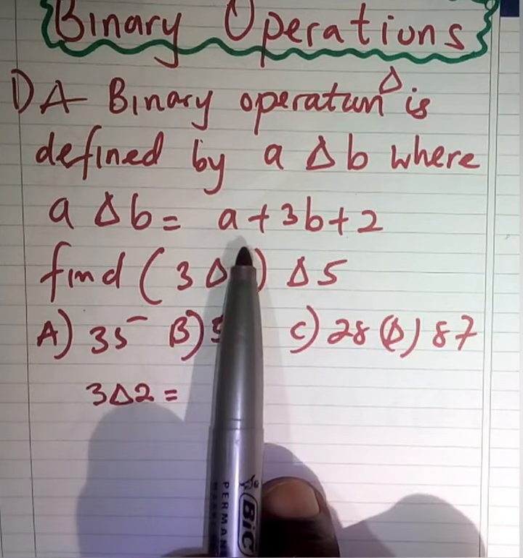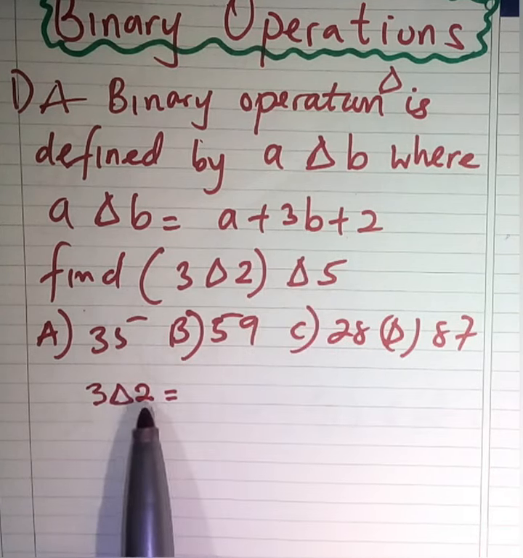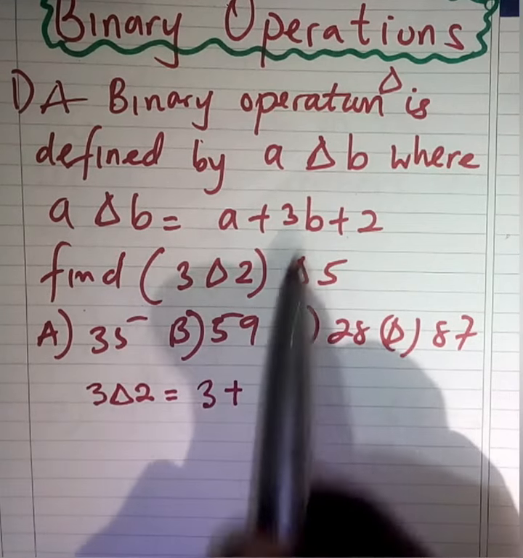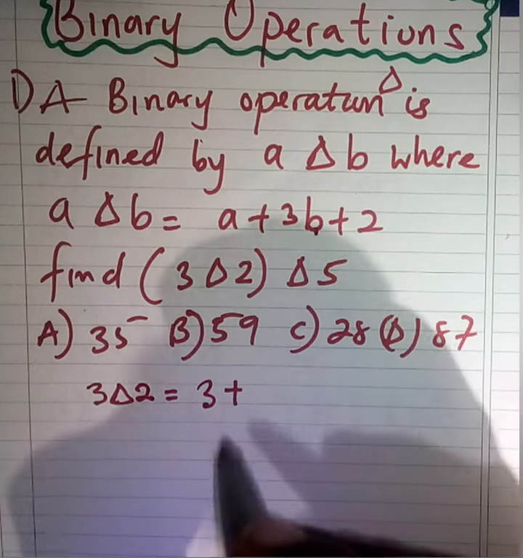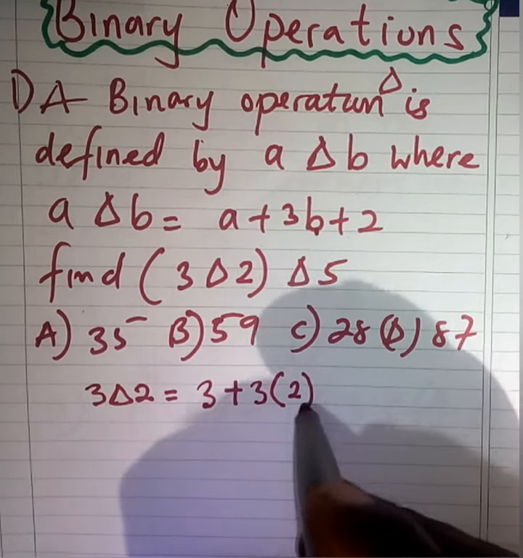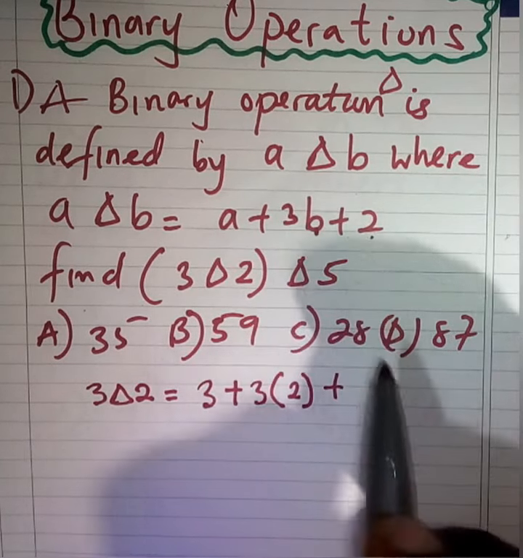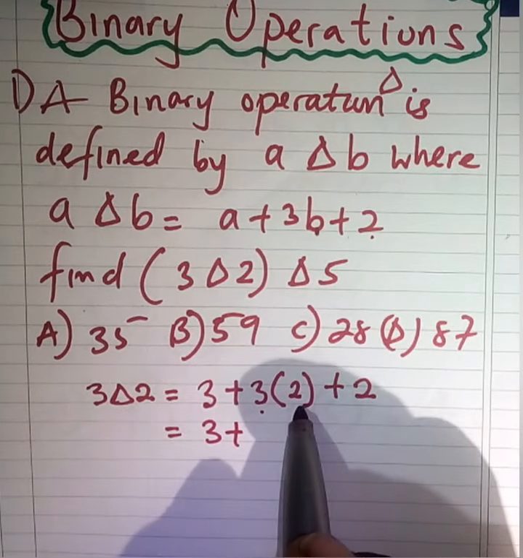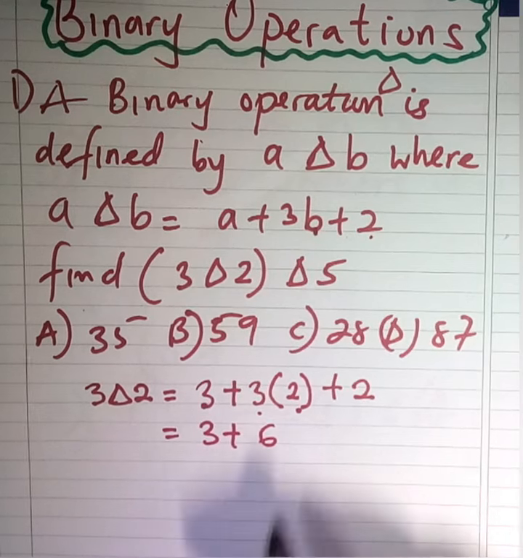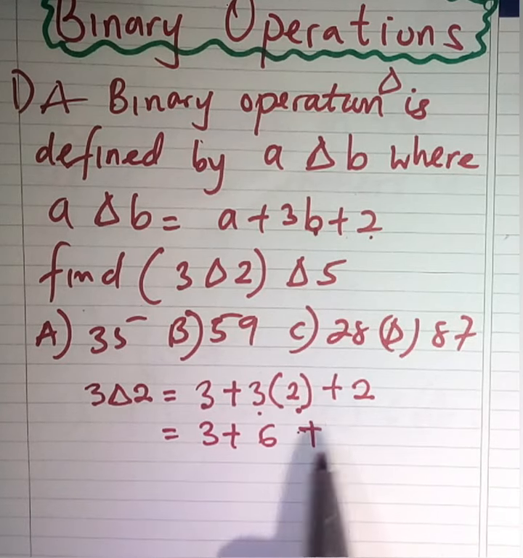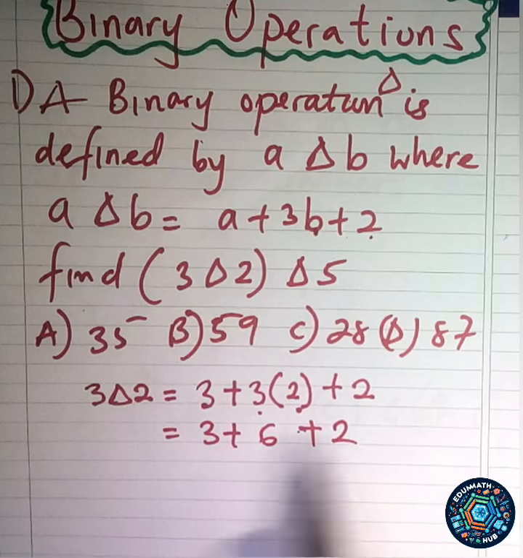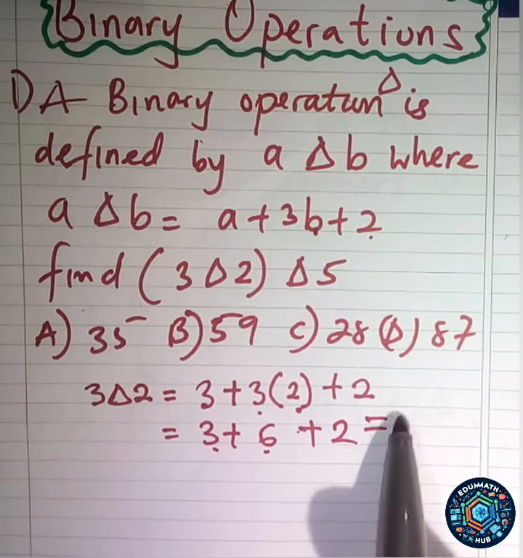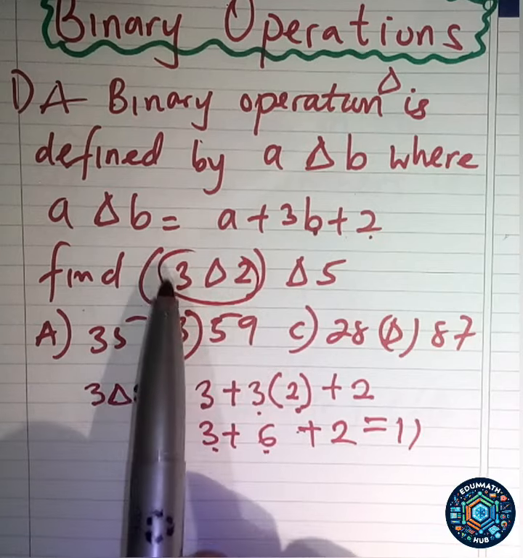Anywhere you see A, write 3. Anywhere you see B, write 2. So we have A here, you're going to write 3 plus, then you have B here, you're going to write 2 there, 3 into bracket 2, then plus the final 2 here, put it there. Then the next thing, you're going to have 3 plus 3 times 2 will give you 6, then plus 2. Then from this part, 3 plus 6 is 9. 9 plus 2 will give you 11. So this 3 operator 2 is 11.